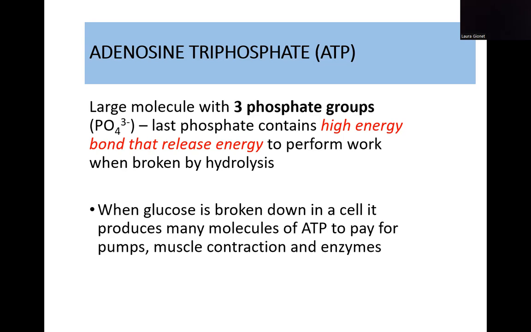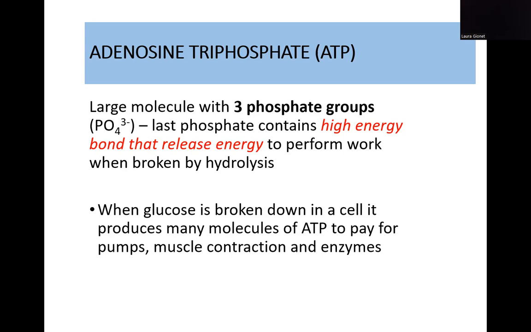in the cell. So it's like having a wad of single dollars, and every time you want to do something, it costs $1, $1, $1. Well, our monetary currency helps pay for things. Well, in a cell, it's going to use adenosine triphosphate. When glucose is broken down in the cell, like I said, with oxygen by that mitochondria, it produces many molecules of ATP to pay for all these different pumps and muscle contractions and for enzymes to work and so forth.